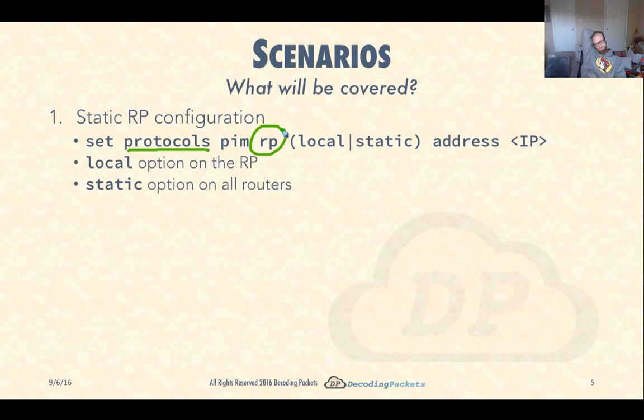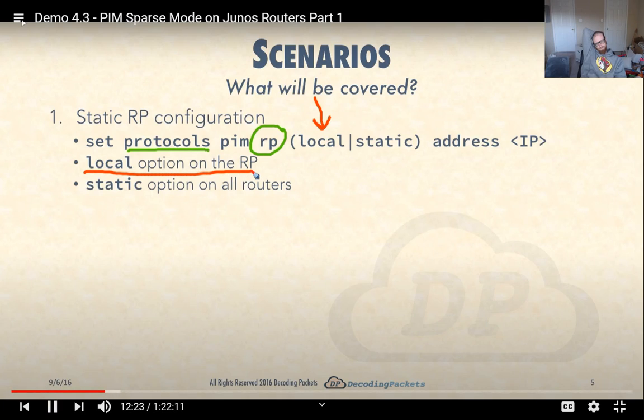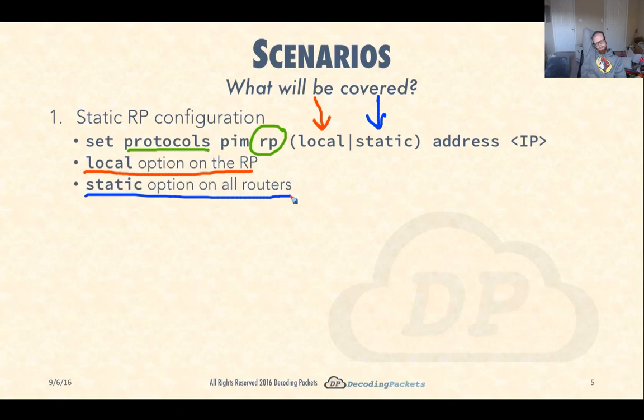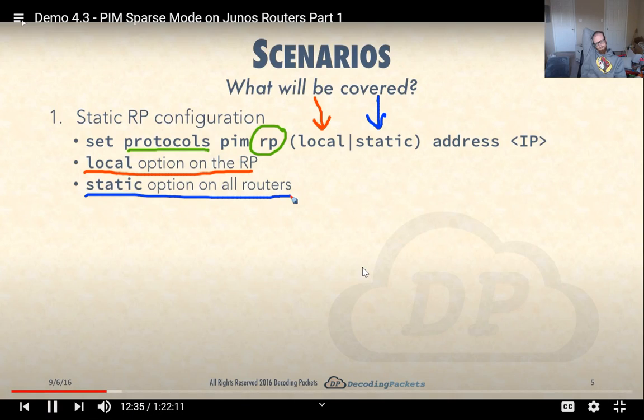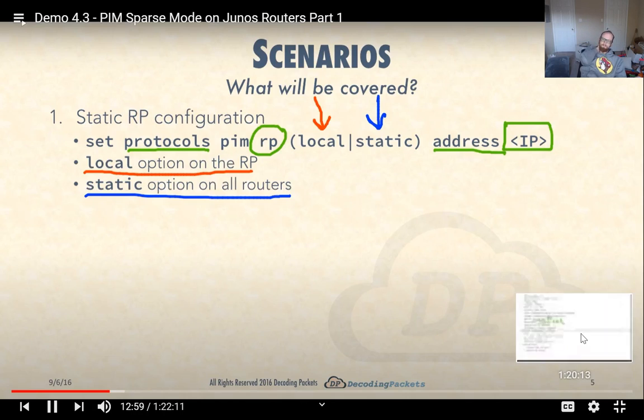Once you go under RP, there is a local option for the RP itself, so the local option is used on the RP. The static option is used on all of the other routers, so all of the non-RPs. Next is the keyword address. This is not the actual IP, this is just the keyword address. And finally, which IP out of all of the IPs configured on the RP will respond to all of the RP duties, star comma G joins, and registrations, etc. So essentially two maps, one for all of the other routers and one for the RP, but the static RP configuration is usually not that hard.